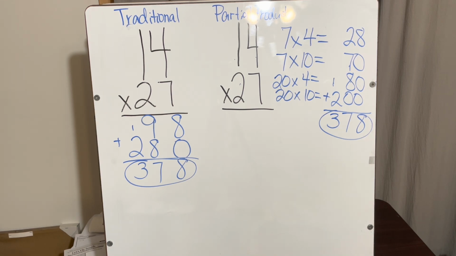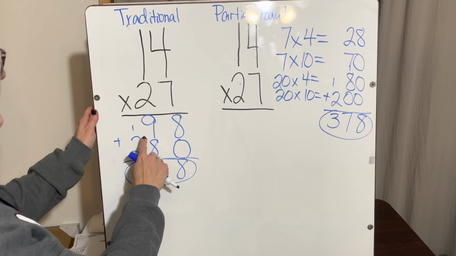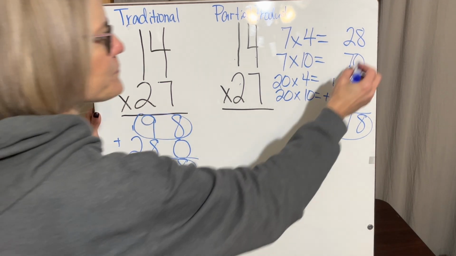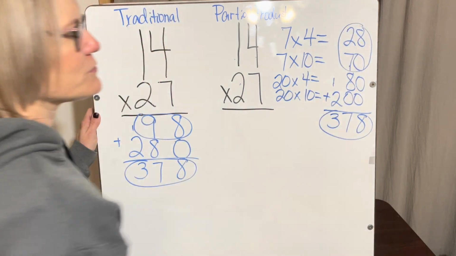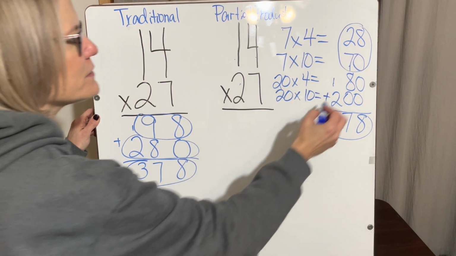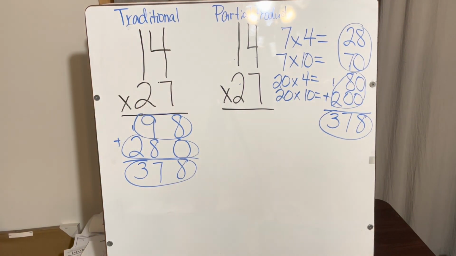Okay? All right. So while you're finishing that up, I just want you to kind of reflect on how these are similar. So I've got 98 right here. Take a look at this. This equals 98. I've got 280 here. There's my 280. Okay? All right. I think that's pretty cool. But I'm also a math nerd, so.